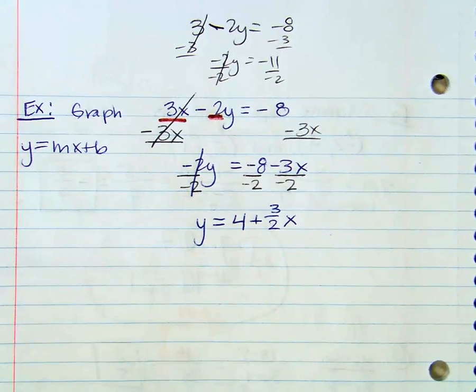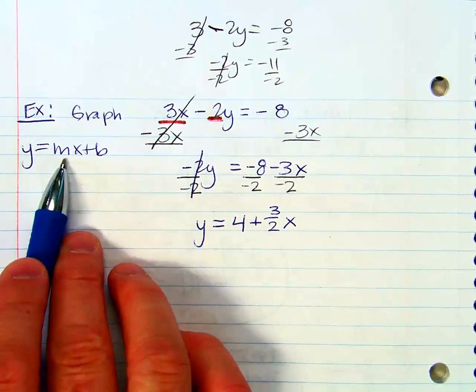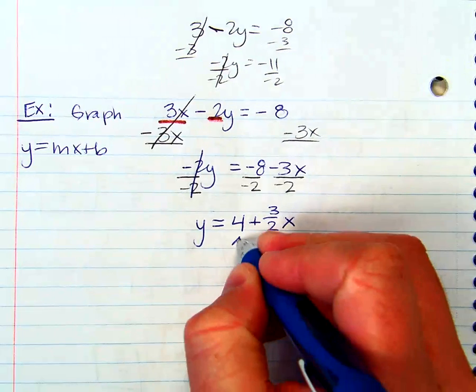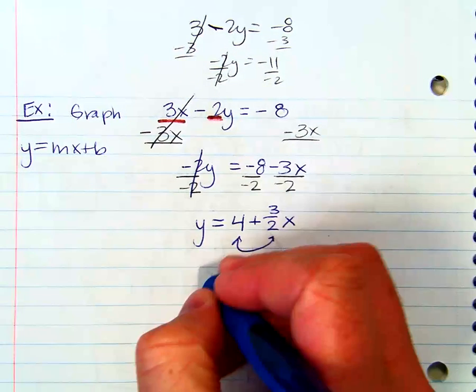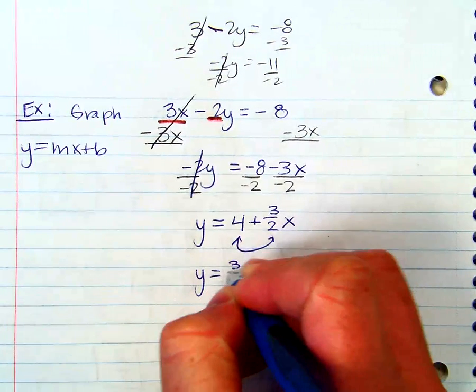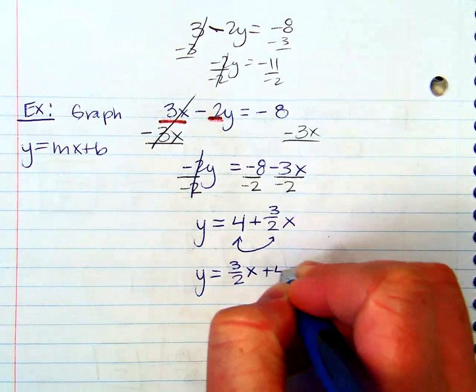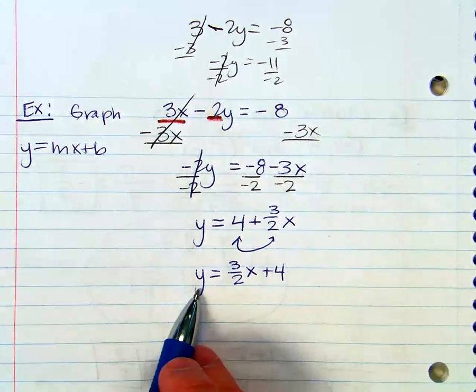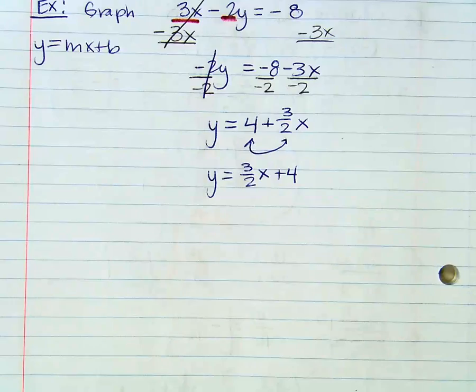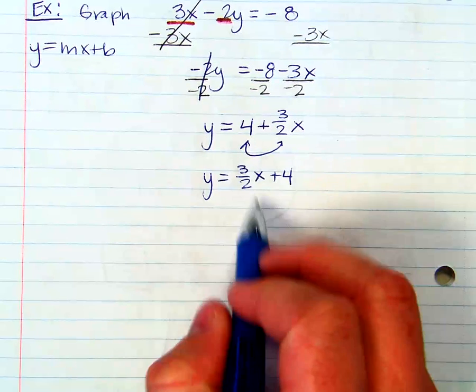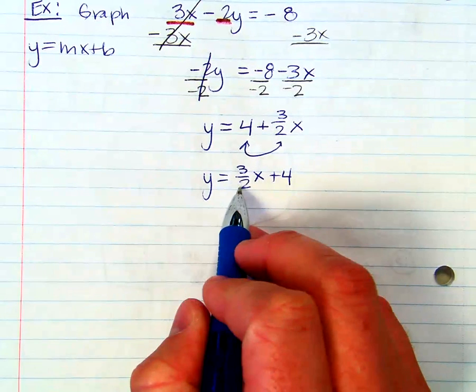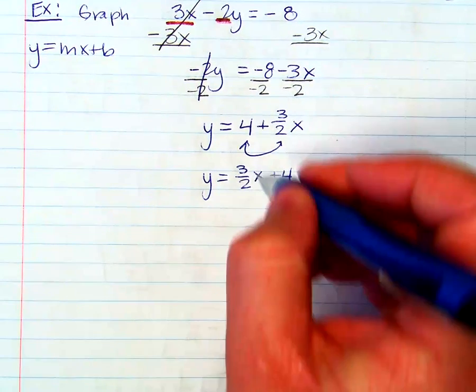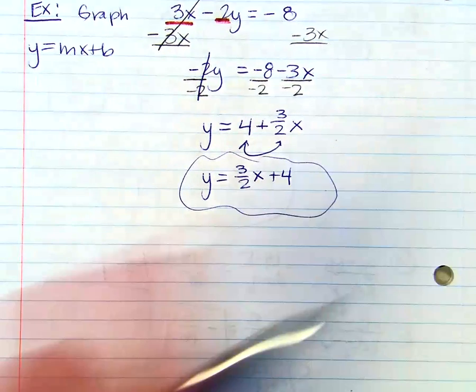This is almost exactly what we wanted. The only thing we need to do is switch these two pieces. So we get y equals 3 over 2x plus 4. This is what we can now graph. We would start at positive 4, we'd go up 3 over 2, just like we were doing in class a moment ago. So this is what I actually end up graphing.